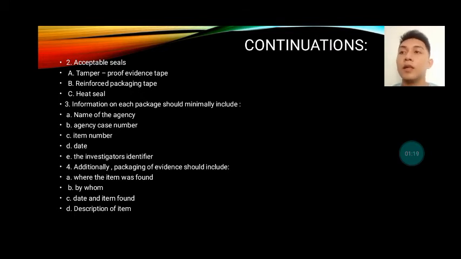B. Reinforced packaging tape. C. Heat seal. Number 3. Information on each package should minimally include: 1. Name of the agency. 2. Agency case number. 3. Item number. 4. Date. 5. The investigator's identifier. And number 4. Additional packaging information should include where the item was found, by whom, date and time the item was found, and description of the item.